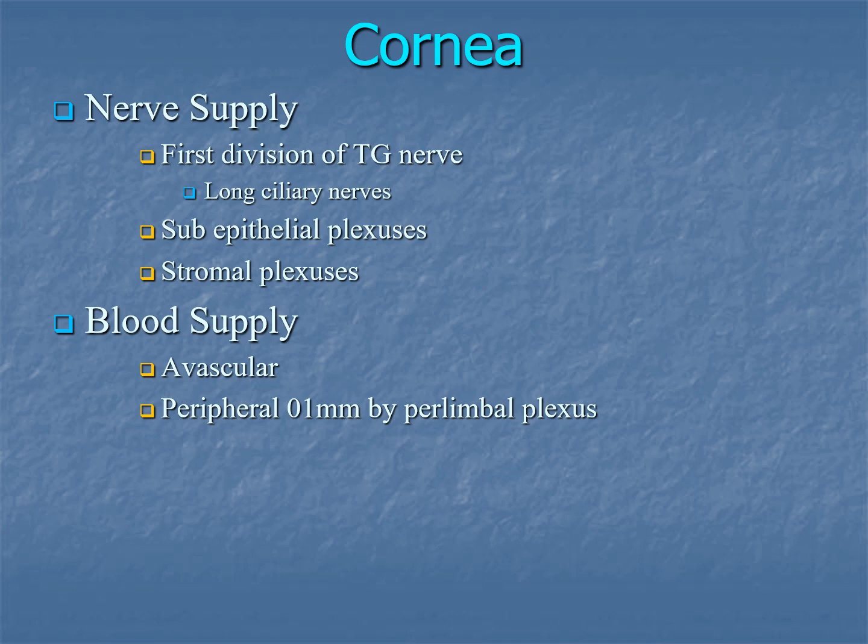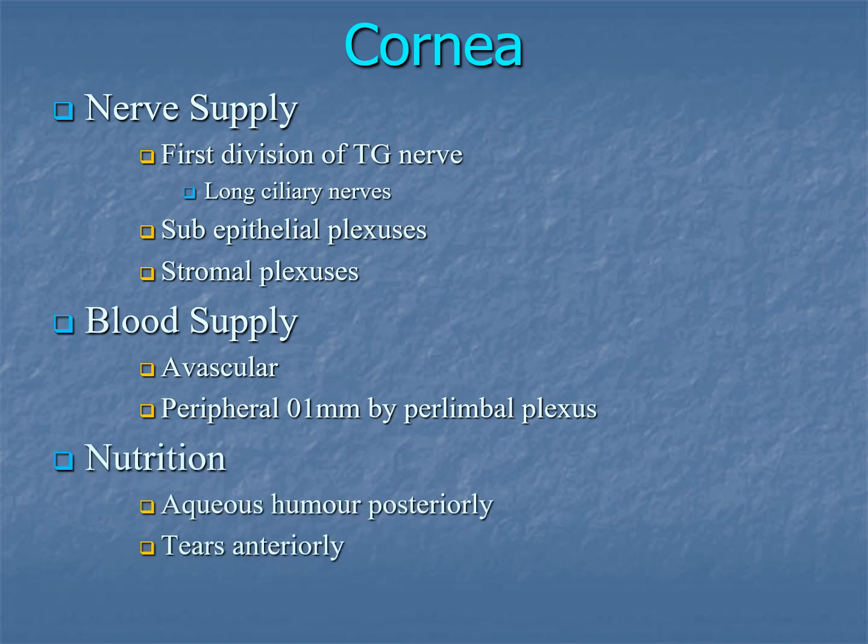And as far as blood supply of the cornea is concerned, it is an avascular structure, but only about 1 millimeter of the peripheral cornea is supplied by the perilimbal plexus. Corneal nutrition is gained from the aqueous humor posteriorly, and tears anteriorly supply the nutrition to the cornea, as it is an avascular structure. So due to avascularity of the cornea, transplant is highly successful as compared to the other organs.